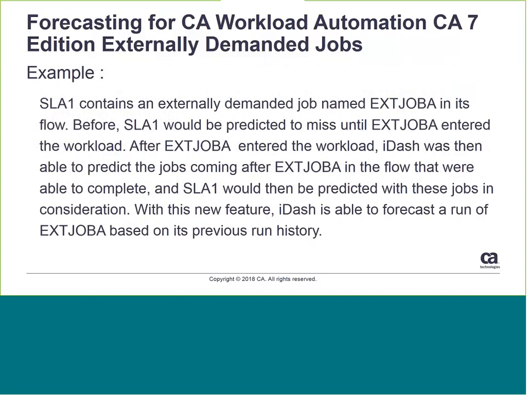Okay. There's an example here that basically talks about how you have an SLA that contains a demanded job, external job A, and its flow. In the previous version, it would automatically be predicted to miss until the external job entered the workload. After it ran, then iDash could go ahead and do the forecasting based on the jobs coming after that in the flow. Now with this new feature, iDash can forecast based on the previous run history of that external job. So once again, it just gives you more accurate forecasts of things that are going on within the system.